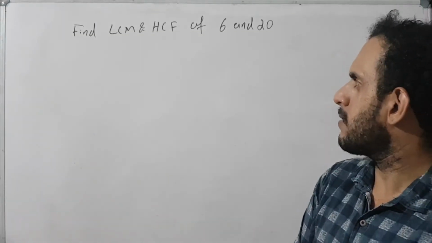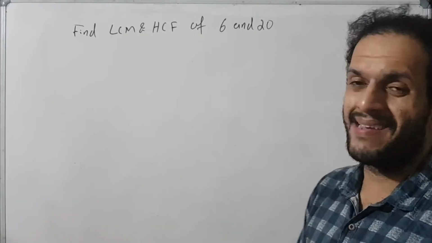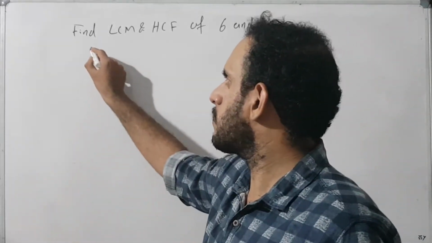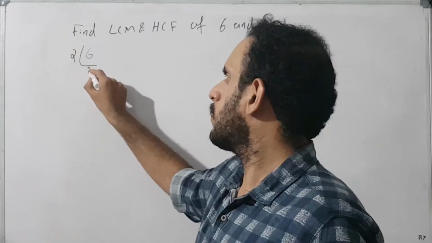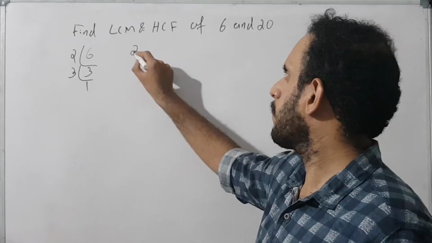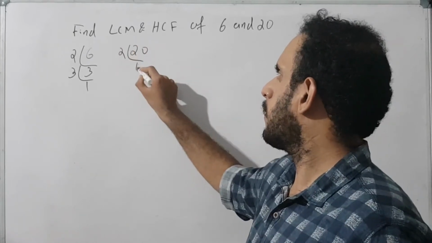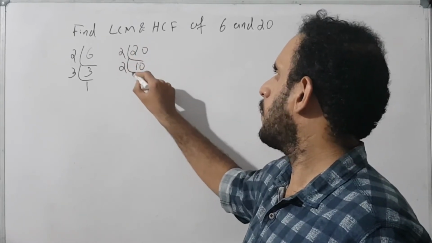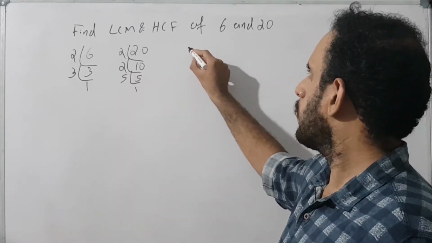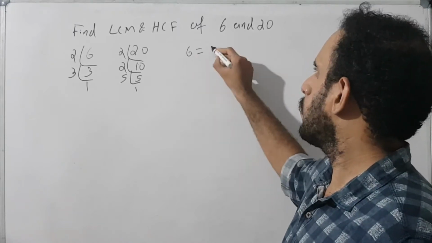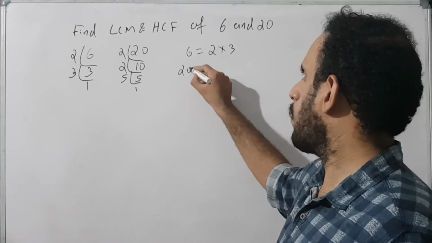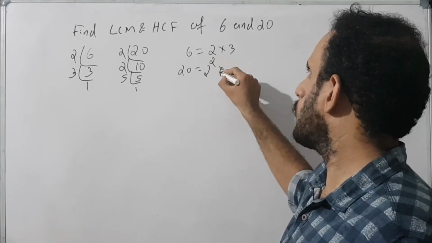The question is like this: find the LCM and HCF of 6 and 20. You know how to find the LCM and HCF. First we factorize 6: 2, 3 times, 3, 1 times. Then 20: 2, 10, 2, 5, 5, 1. So we write here, therefore, 6 is equal to 2 into 3. Correct? 20 is equal to 2 raised to 2 into 5.